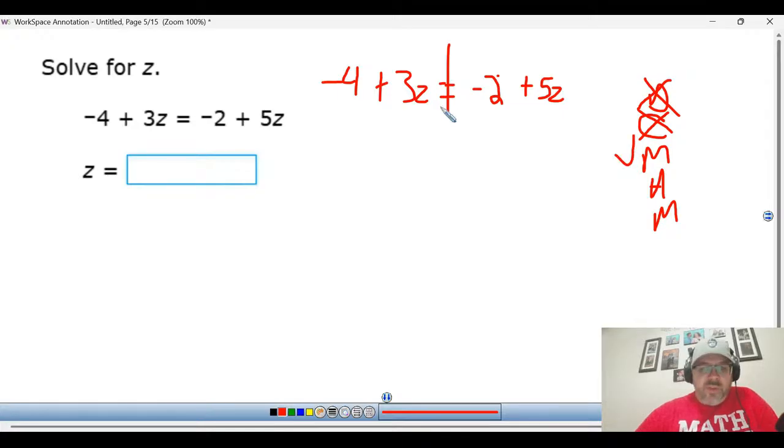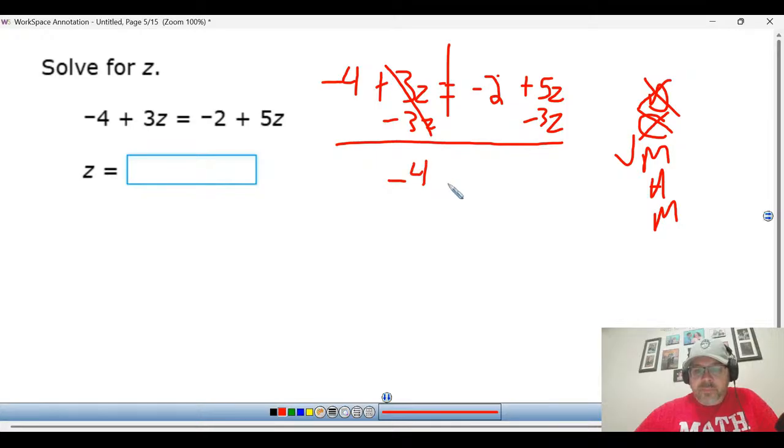The way we move the variable from one side to the other is we're going to subtract the same one from both sides. I generally choose the lower one because that way it just makes it not a negative. I just don't like negatives. So we're going to get rid of this. We have negative 4 equals negative 2 plus 2z.